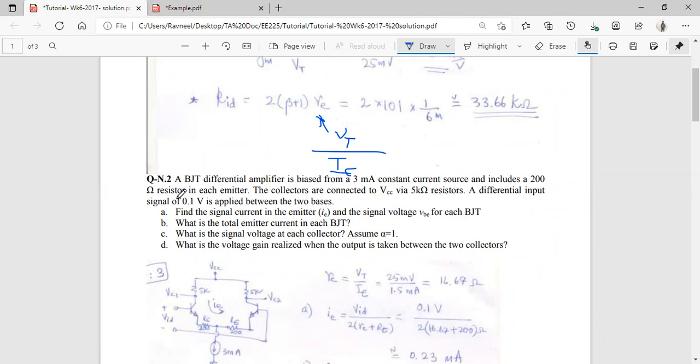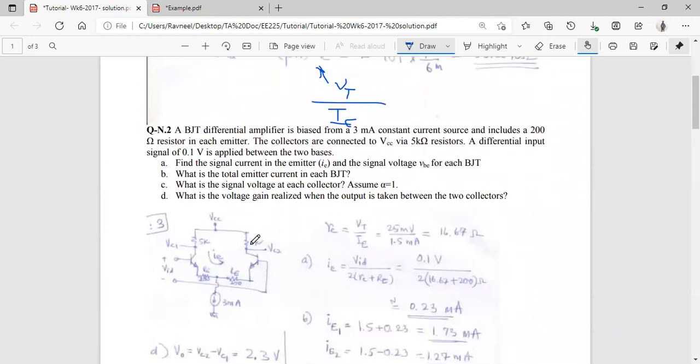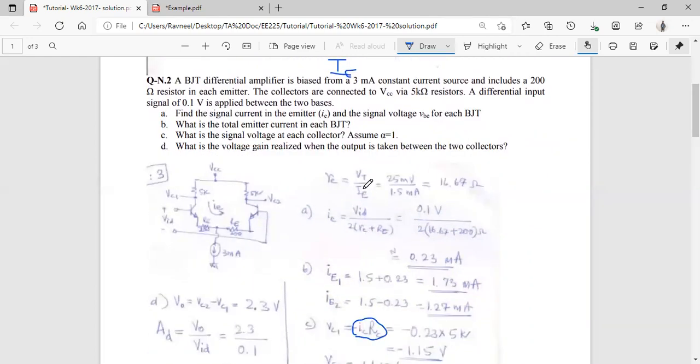A differential input signal of 0.1 volt is applied between the two bases. So basically, we are applying a differential voltage of 0.1 volt, where one of the terminals will be positive and the other end will be negative. Find the signal current in the emitter, and the signal voltage VBE for each BJT.